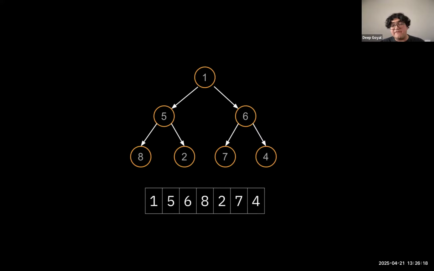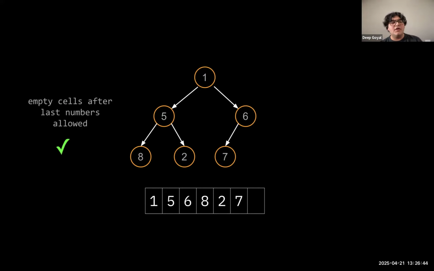There's two kinds of binary trees, complete and full. The way you find out if a binary tree is complete is by flattening it out. Flattening just means going level by level, left to right. So in this case, we got this sequence of numbers by going level by level. So 1, then 5 and 6, then 8 and 2, then 7 and 4. That's how we got the sequence of numbers. And that's a complete binary tree. I can say that because there are no empty cells between two numbers. And it's fine if you have empty cells at the end. A complete binary tree only cares about empty cells between two numbers.